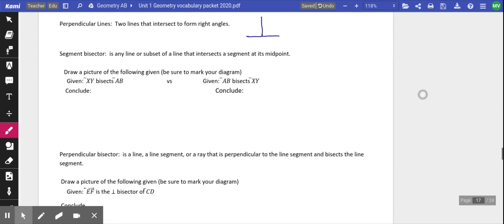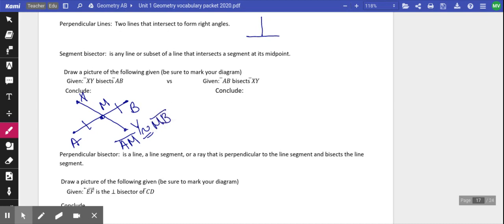Segment bisector is any line or subset of a line that intersects a segment at its midpoint. So here we're going to draw a picture of the following. Be sure to mark. So given XY bisects AB, that means AB is our segment and XY is bisecting it. So that means that XY is traveling through M such that AM is congruent to MB. And that's what I mean when I put these little marks here. That's a congruent.